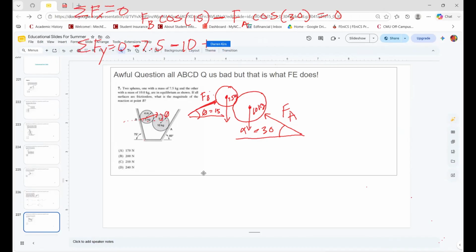And both of them are positive. So FB, the sine direction, sine 15, oh, this is going to be messy. Oh my God. FA sine 30 equals 0. It's going to be a really messy equation because you have FB and FA. I'm not going to enjoy solving it. Great, because it's a messy equation.